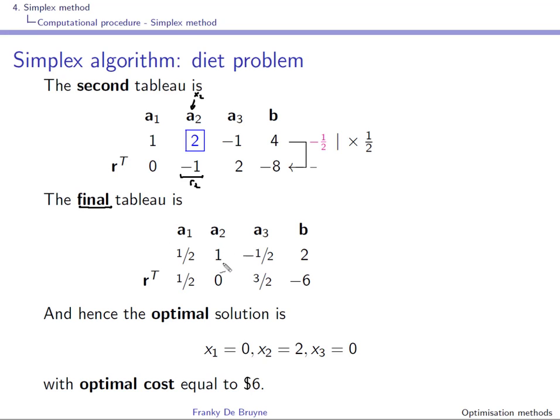We have the pivot over here, so we can read the value of x2. x2 is equal to 2. The other variables x1 and x3 are non-basic, so they are 0. x1 is an operational variable, and x3 is the surplus variable that we had introduced to transform the original problem into one that is in the standard form. And you can see here that this is the opposite of the cost, so the optimal cost is $6.